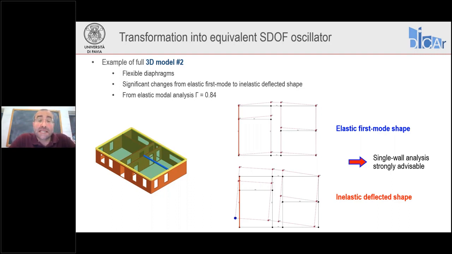When we go inelastic, instead, we can see that the left-hand side wall is getting more damage than the right-hand side wall because of different load transferred to it. And so in this case, the deflected shape changes completely.